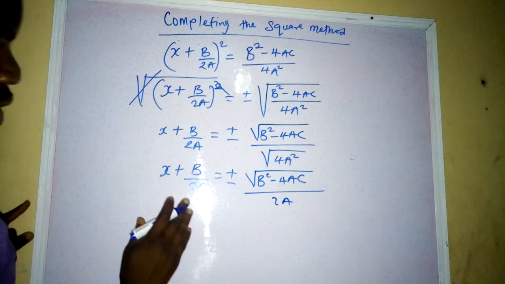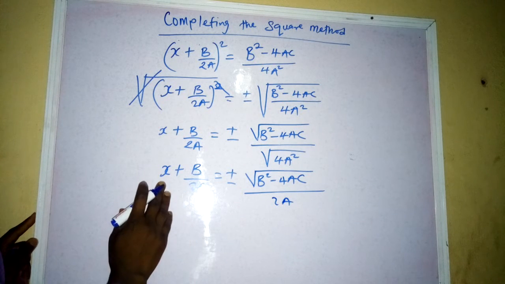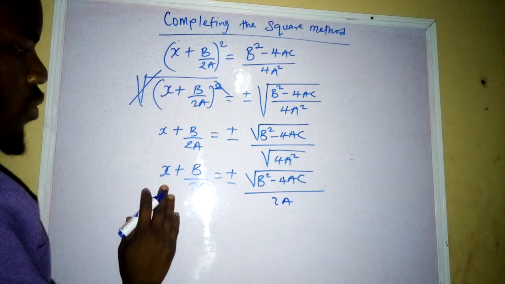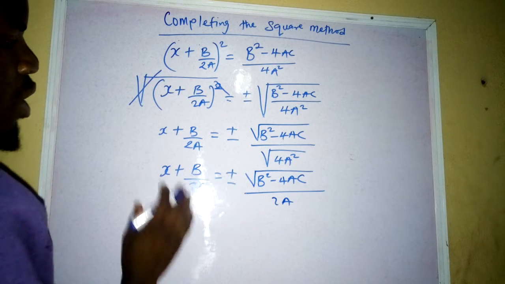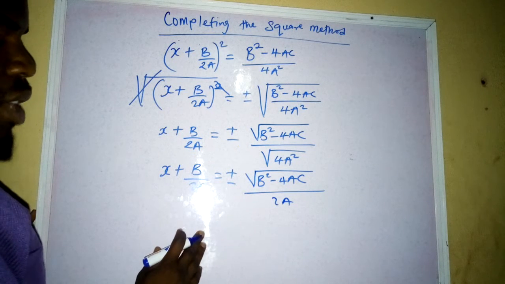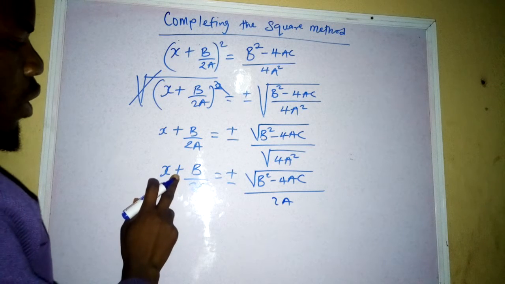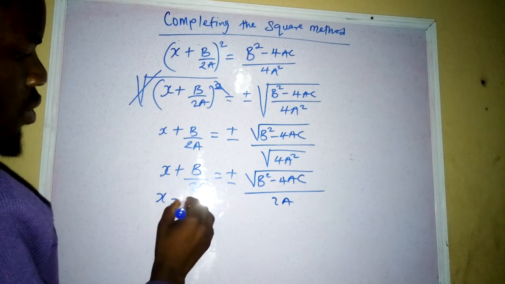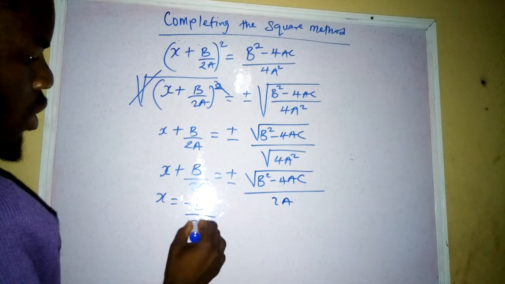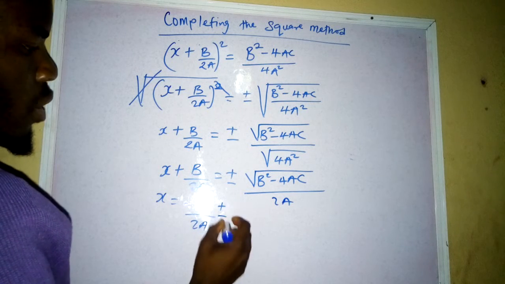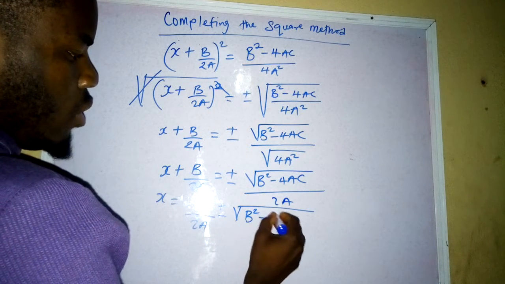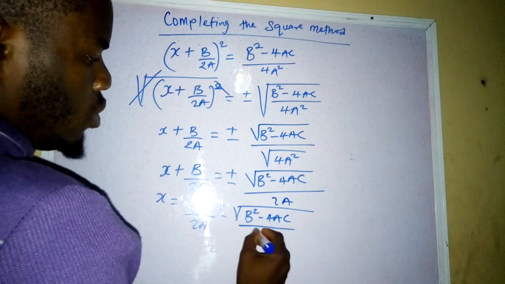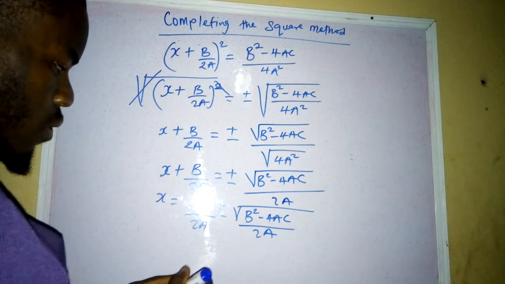So what we do next is to make x the subject of the formula. In making x the subject of the formula, we'll take this term to this side of the equation. And any term crossing the equation sign changes sign, so x is equal to negative b all over 2a plus or minus the square root of b squared minus 4ac all over 2a.